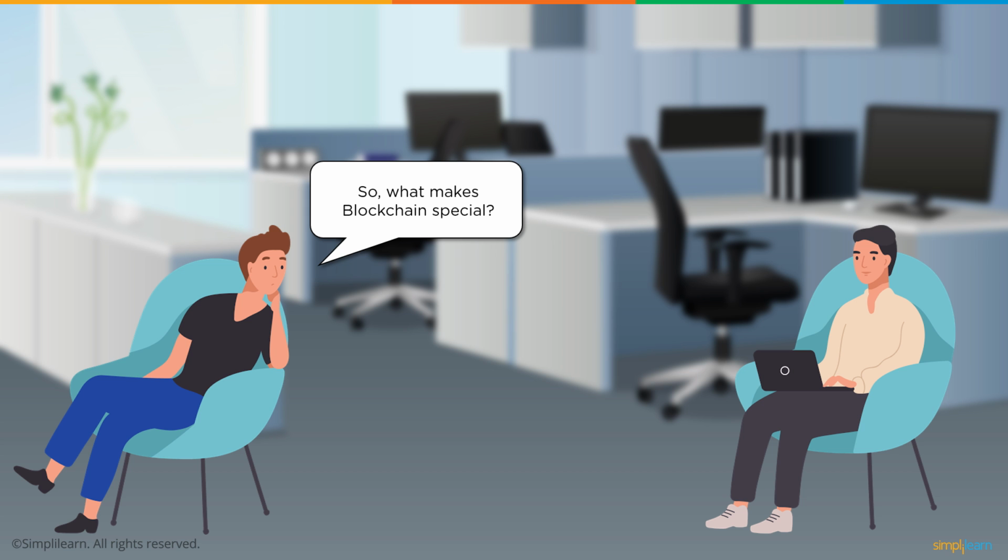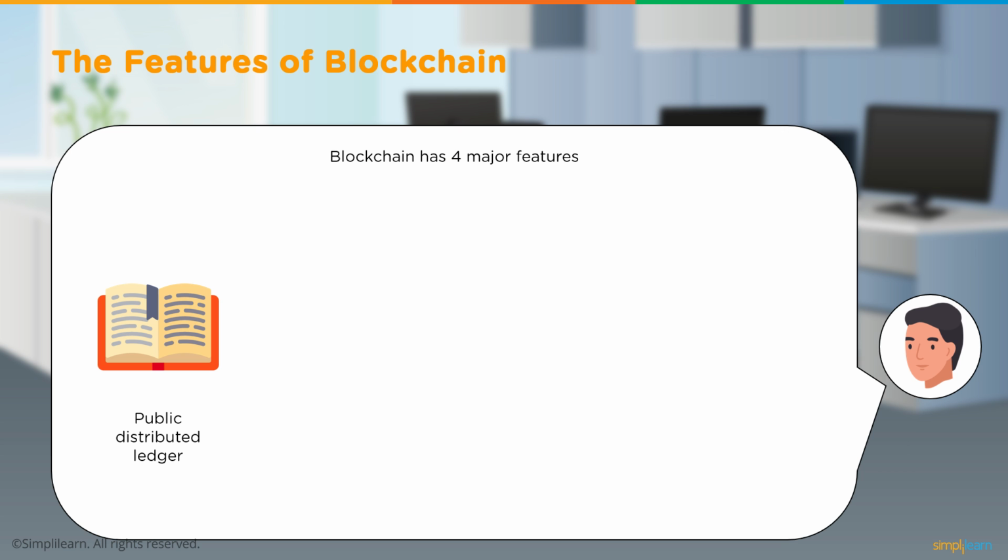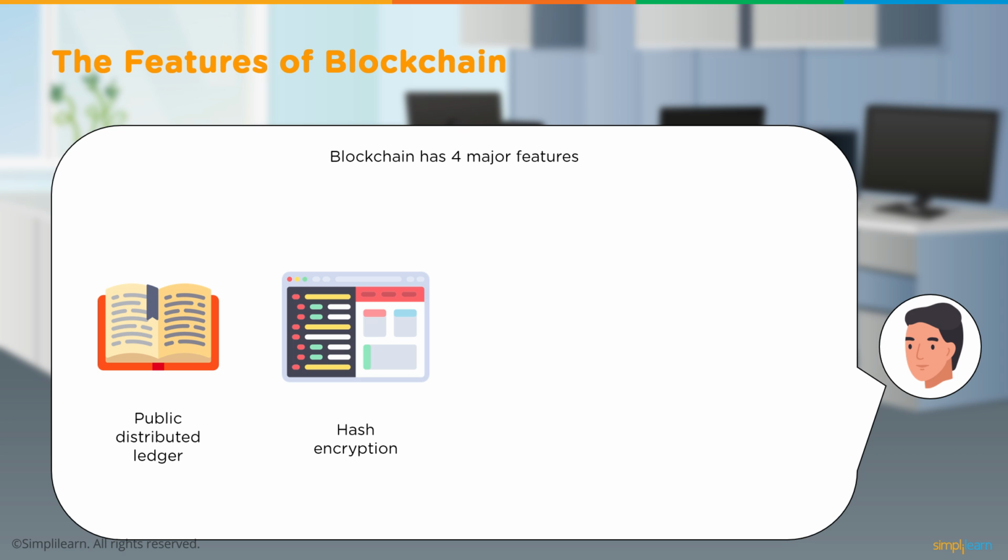Now, what makes blockchain special? These are the four special features of blockchain which we're going to talk about in detail. It is a public distributed ledger. It works using hashing encryption. Each and every block has a hash value, which is the digital signature of the block. All the transactions are approved and verified on the blockchain network using the proof of work consensus algorithm.